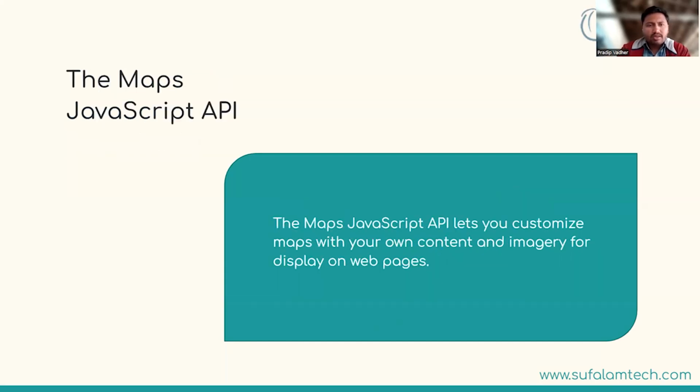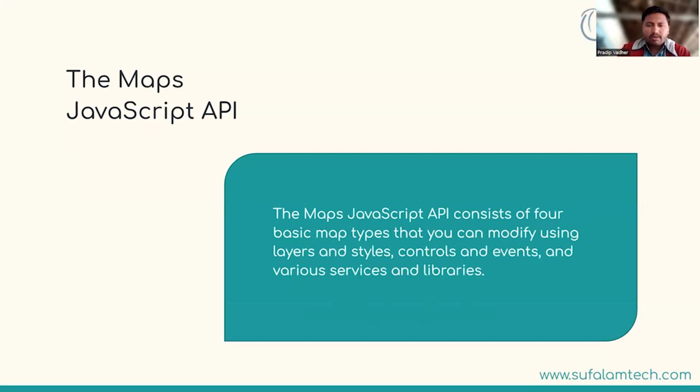After that, the Google Map JavaScript API. This API is used with JavaScript to integrate Google Map. The Google Map API consists of four basic map types that you can modify using layers and styles, controls and events, and various services and libraries.